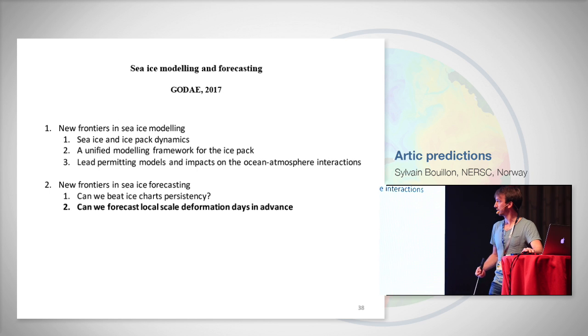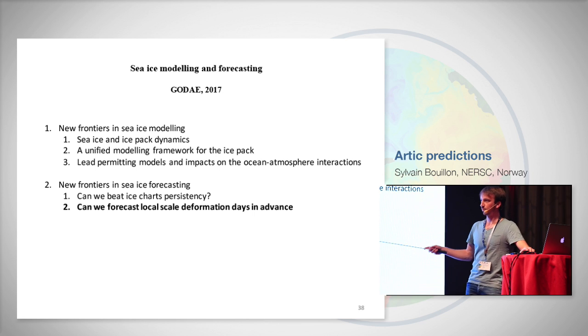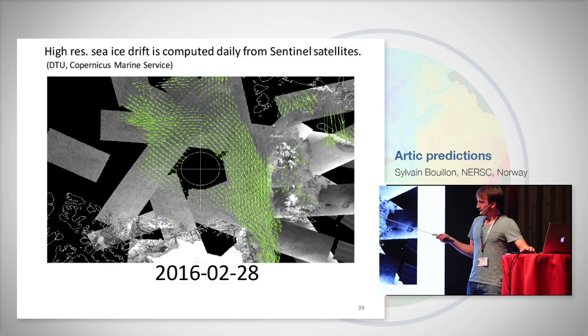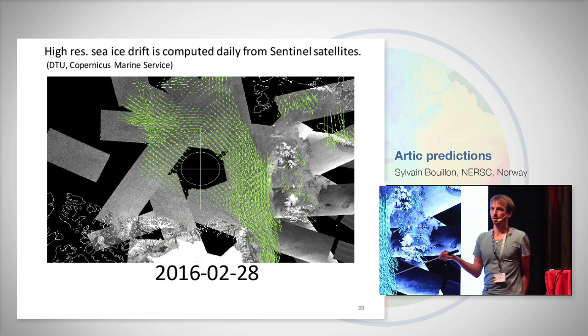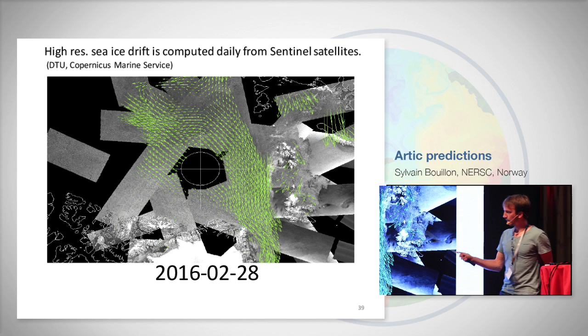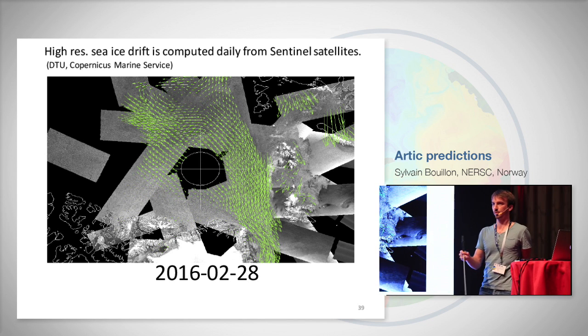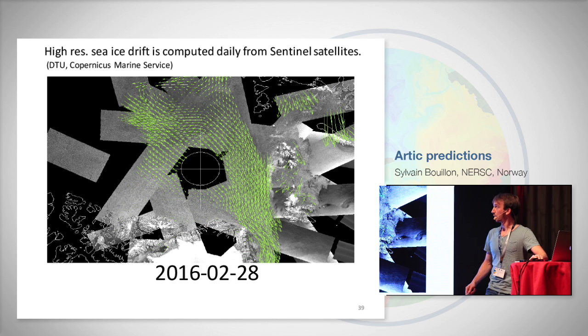We are not experts in data assimilation. So the last question, I have only 3 slides. Can we forecast local sea ice deformation? Sea ice drift data are available at high resolution. It covers the whole Arctic, and it's available daily from Sentinel SAR images through, for example, the Copernicus Marine Service.